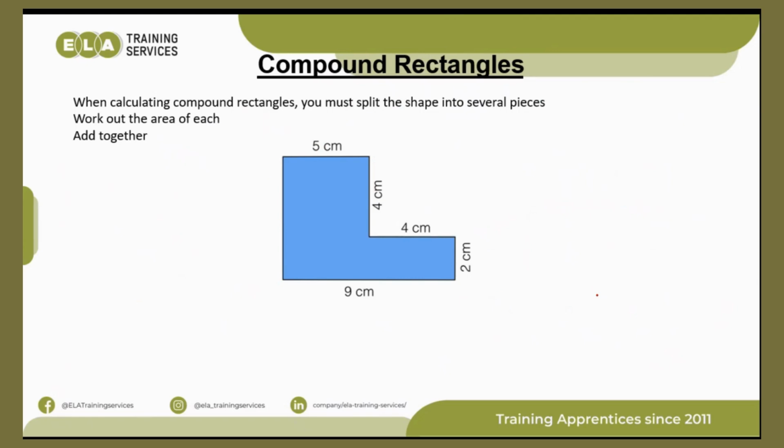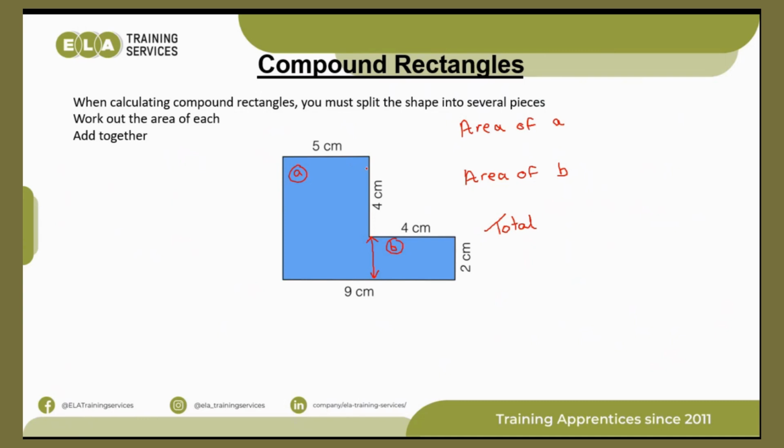So now we can do that, we can look at things like compound rectangles. So this is, as before, a combination of rectangles. Whenever you are calculating compound rectangles, you must split the shape into several pieces. So we're going to split it here, into 2 different shapes. We're going to call this shape A, and this shape B. And we're going to work out the area of each. So let's say area of A, and area of B, and then we're going to add them together.